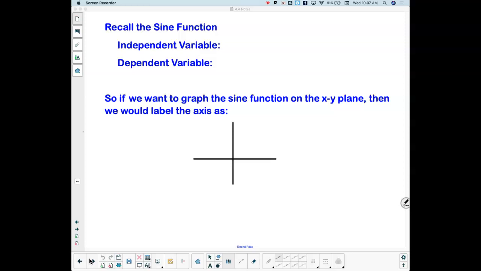We need those as we go forward today, tomorrow, and the rest of the semester, because we're going to start graphing these functions. So this slide is crucial for the rest of the semester's topics. So what is the independent variable in a trig function?